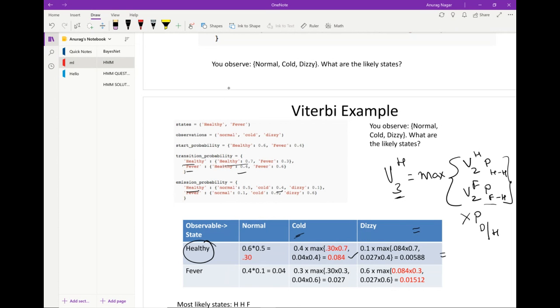So we could say V2H is given to me as 0.084 multiplied by the healthy to healthy jump. The healthy to healthy jump is 0.7. And then the second jump will be 0.027 multiplied by the fever to healthy jump. The fever to healthy jump is 0.4. This is multiplied by the emission probability, the probability of the healthy state emitting dizzy, 0.1.